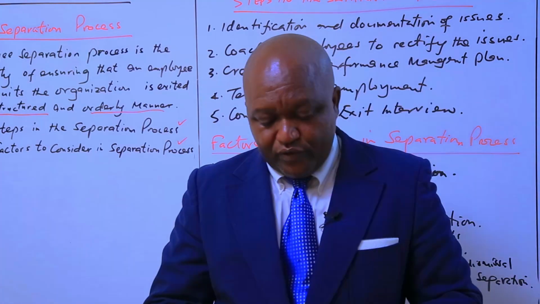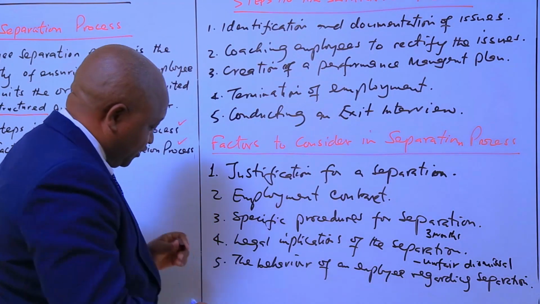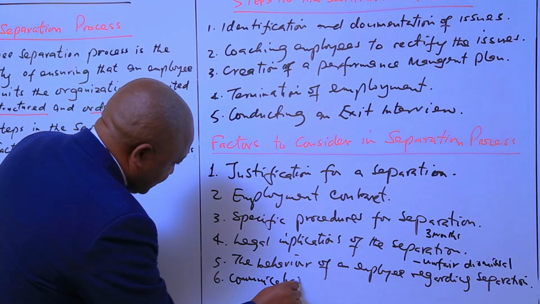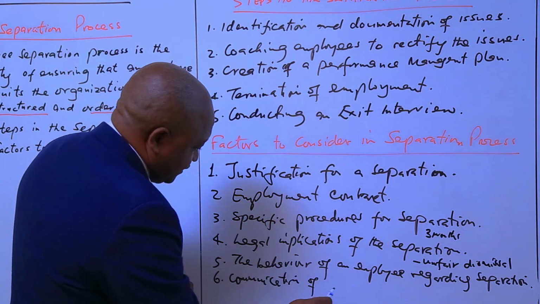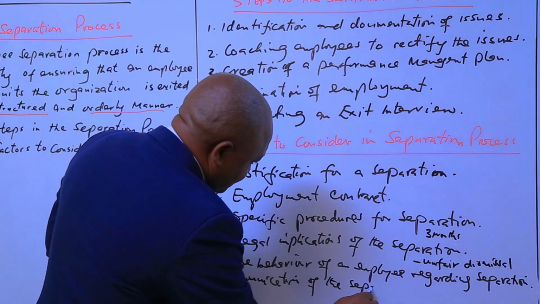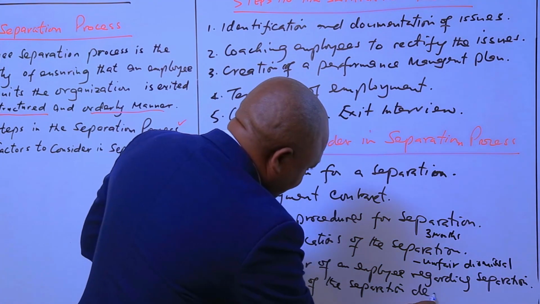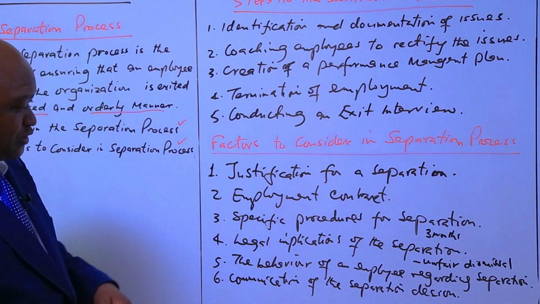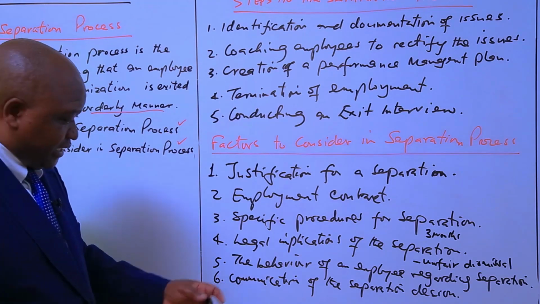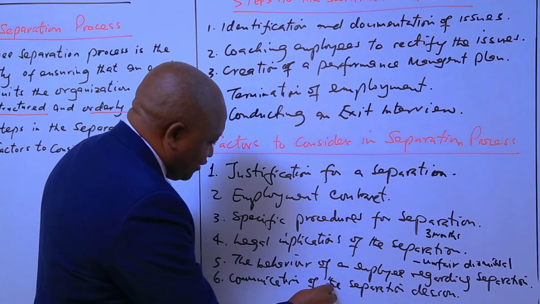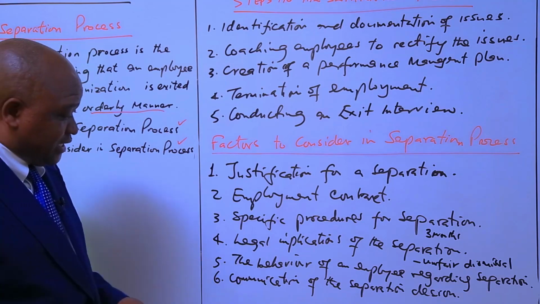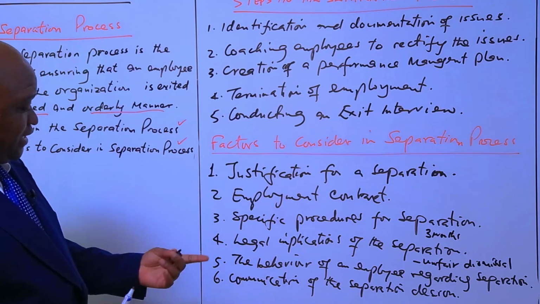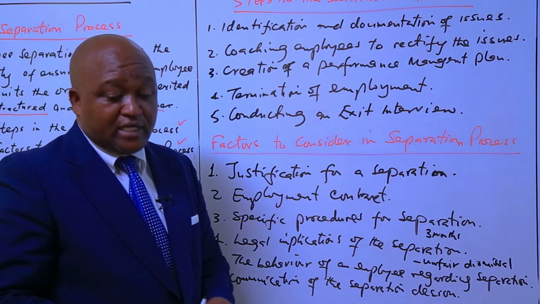Then there is also the element of communication of the separation decision. So that should also be considered. How should the decision to separate be communicated? The communication, should it be in a meeting? Should it be online? Should it be face-to-face communication of the separation decision? So that should also be considered when determining or deciding to carry out a separation.